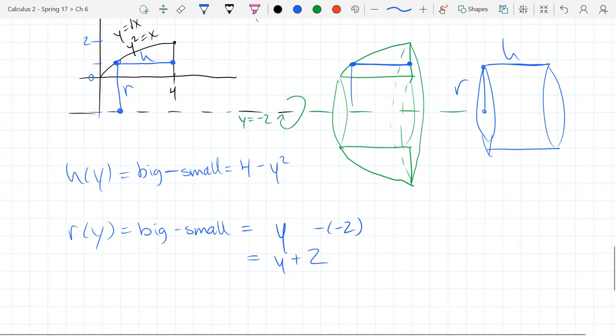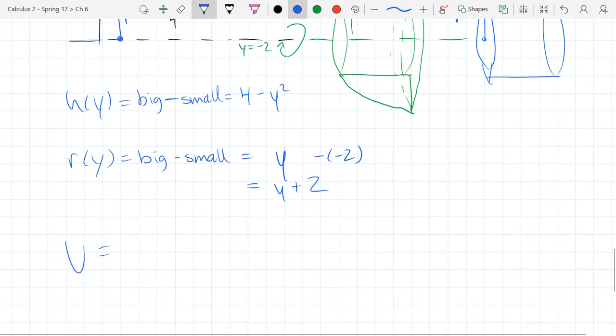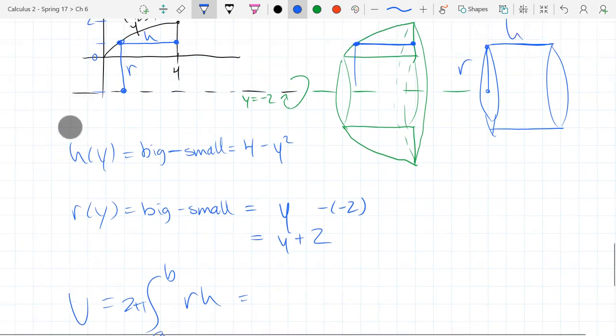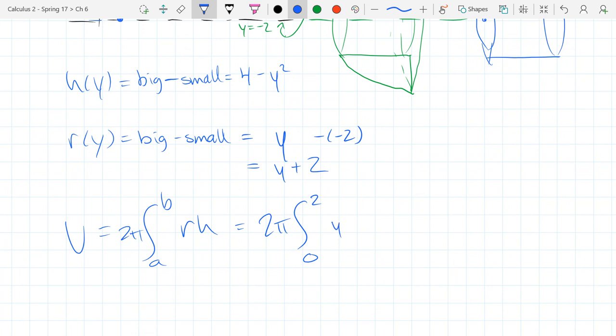So at the end, a dy integral, and it'd be 2 pi, a to b, r h. They all start out like that. Now we just have to fill in. We've got h, we've got r, and a and b are right there on the graph, 0 to 2. So we have 0 to 2, r is y plus 2, h is 4 minus y squared.